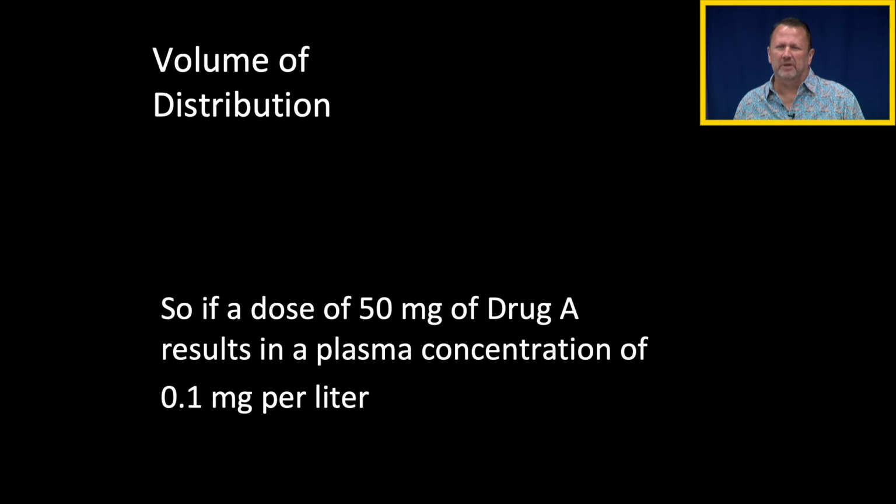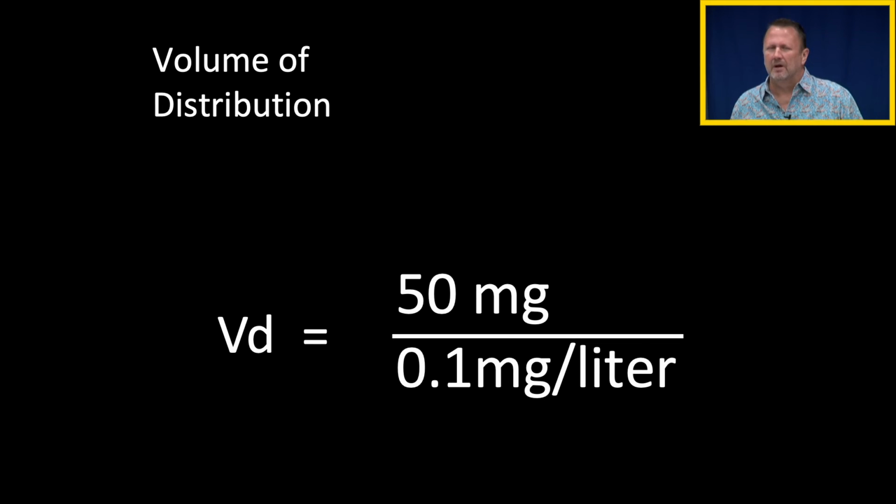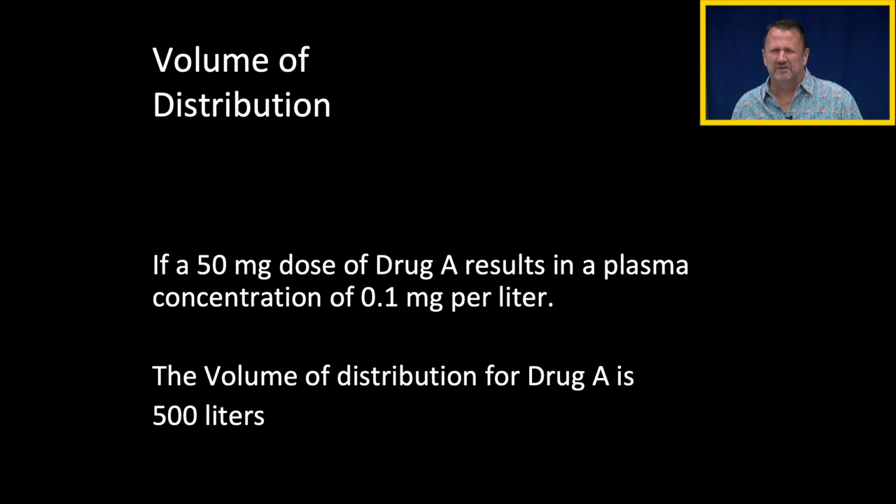All right, so we're going to take 50 milligrams of drug A, and after we administer the drug, the plasma concentration of the drug is 0.1 milligrams per liter. That means the volume of distribution is 50 over 0.1. 50 over 0.1 is 500. So again, if the 50 milligram dose resulted in 0.1 milligram of drug per liter of plasma, that means the volume of distribution for drug A is 500 liters.